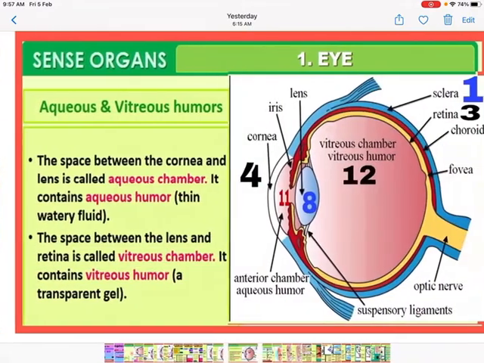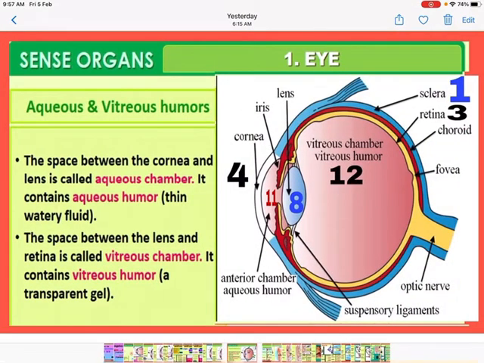Next, see the position of aqueous and vitreous humor in eye. See the diagram. Between 4 and 8, or you can say between cornea and lens, a chamber is present called aqueous chamber, which is filled with fluid called aqueous humor. Labeling 11 in the diagram is aqueous chamber filled with aqueous humor. Next, between 8 and 3 means between lens and retina. The chamber is called vitreous chamber, and it is filled with fluid called vitreous humor. So labeling 12 is vitreous chamber in diagram filled with vitreous humor.